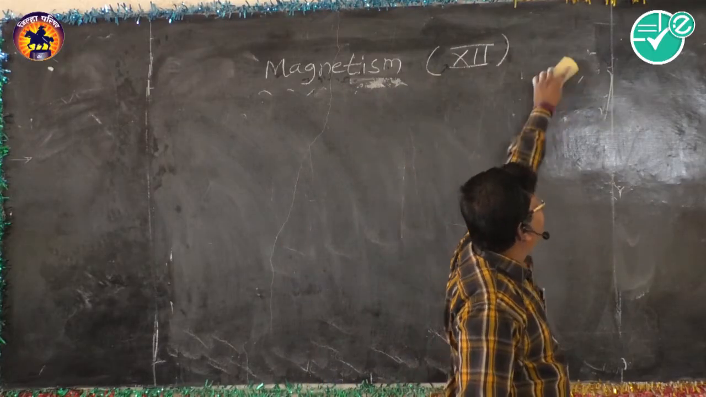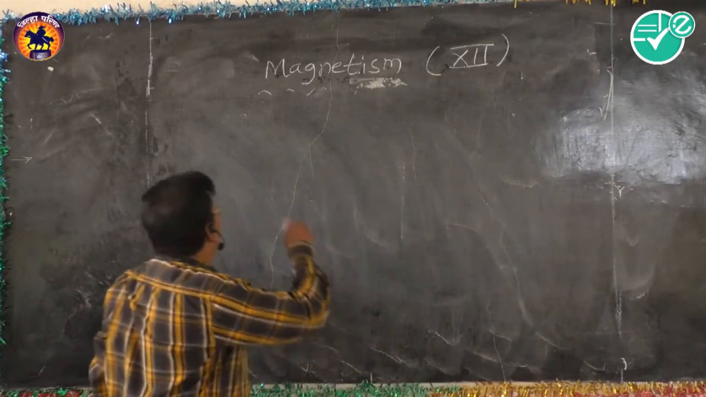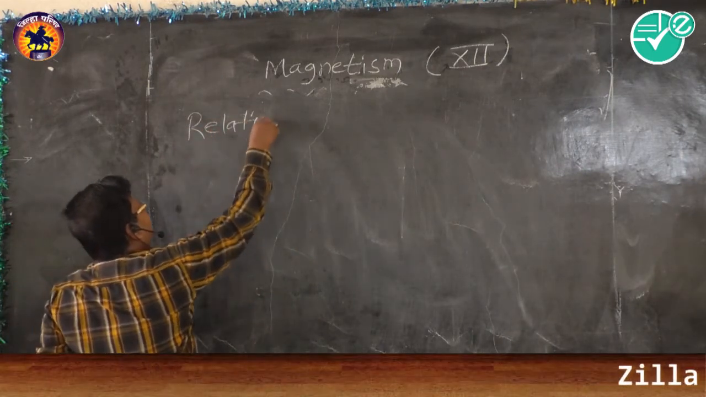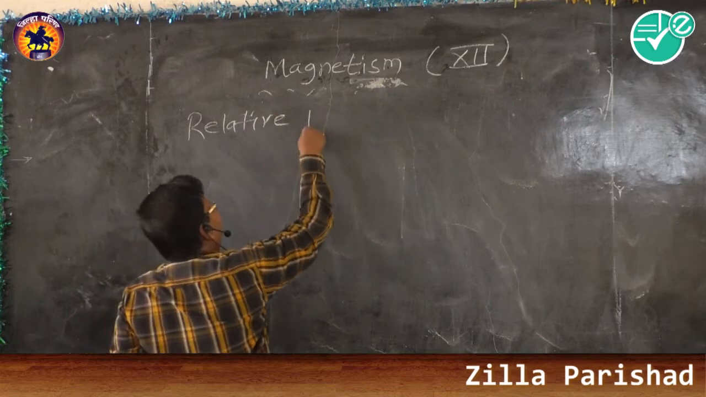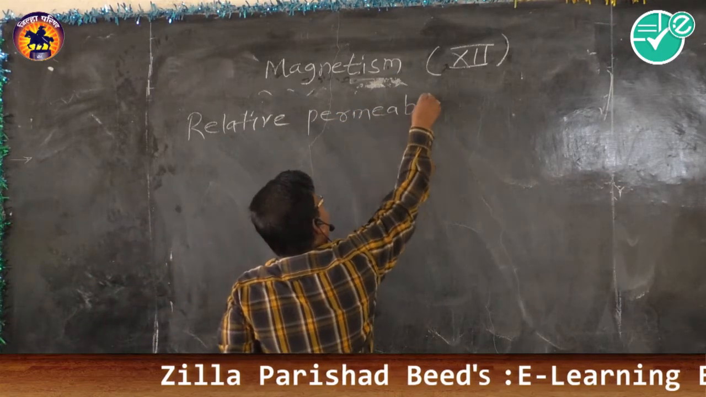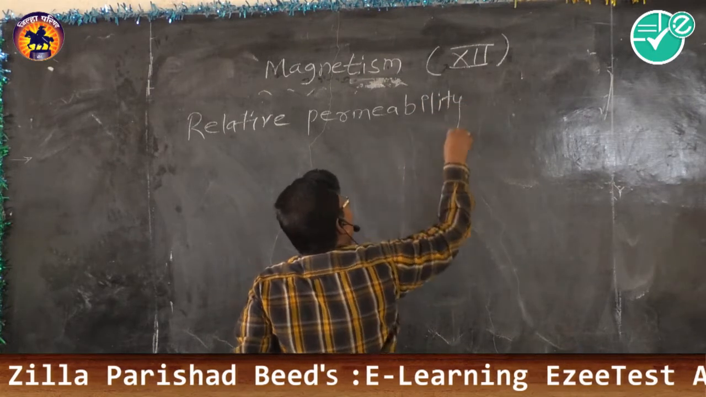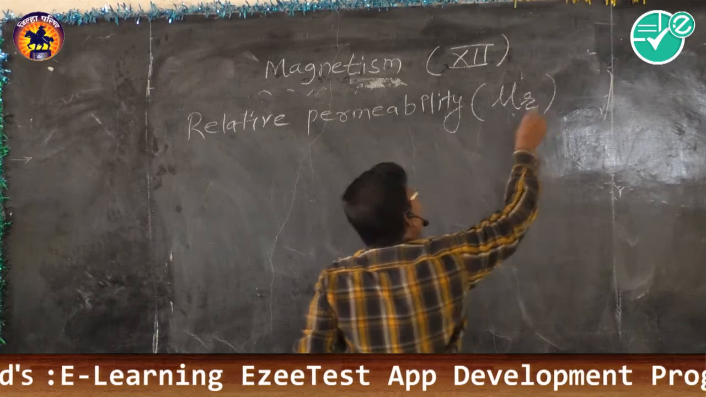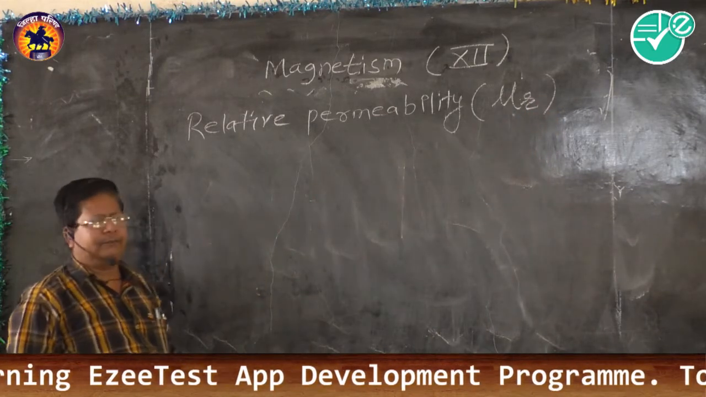Relative permeability, denoted by the letter mu with suffix r.